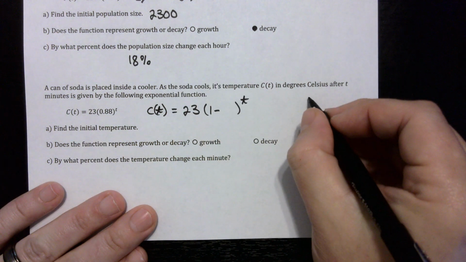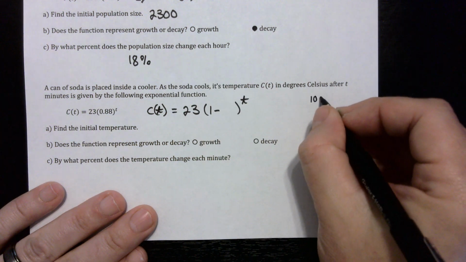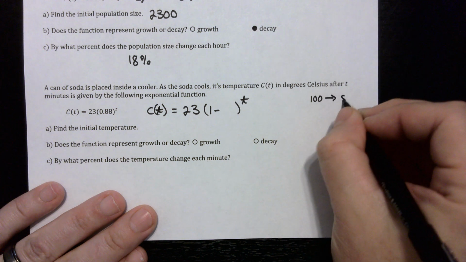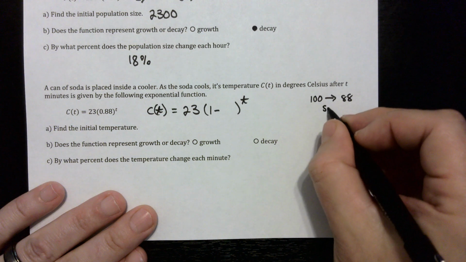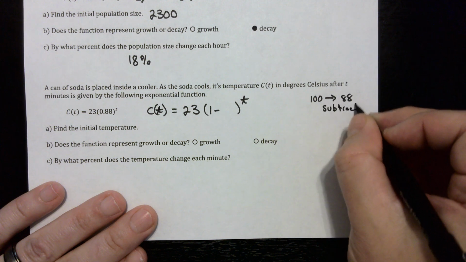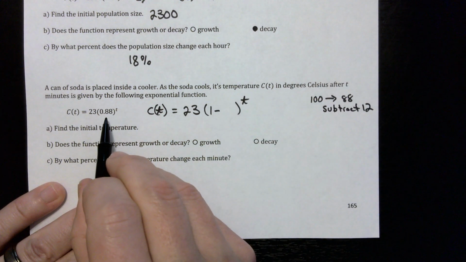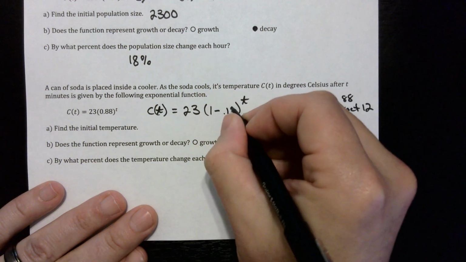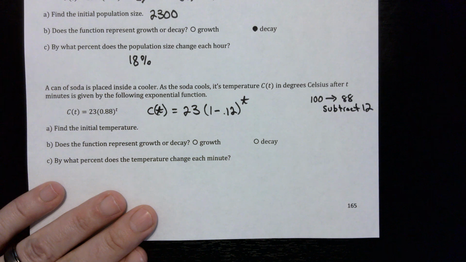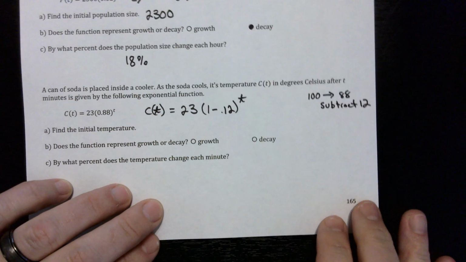You can think of this also in terms of how do I change a 100 into an 88? What happens there to make that happen? Well, you'd subtract 12. But this is in terms of decimals, so instead of subtracting 12, you'd subtract 0.12. 1 minus 0.12 is 0.88, and you can confirm that in your calculator if needed.